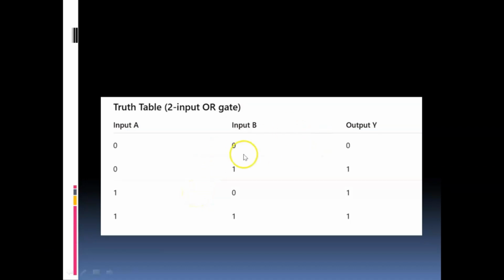Look at the OR gate truth table. As told, if any one input is 1, the output will be 1. Any one condition should be true. Here you can see 0 and 1 inputs are there, so the output will be 1. 1 0 gives 1, 1 1 gives 1. The only condition when it does not work is when both the inputs are 0. That means both the inputs are false.